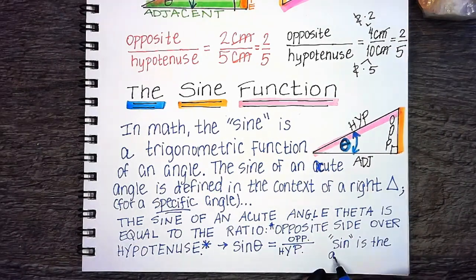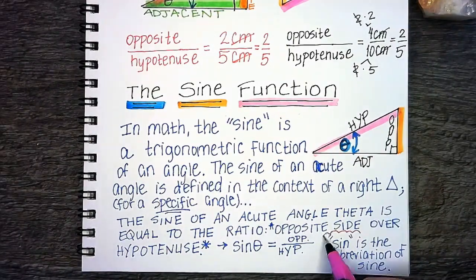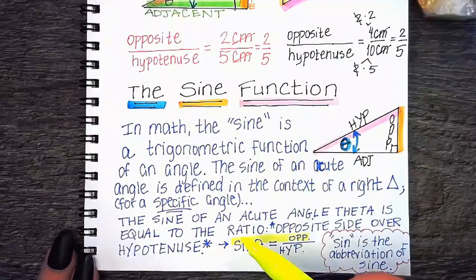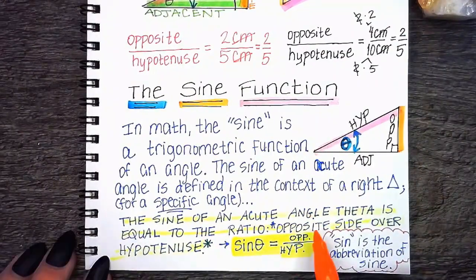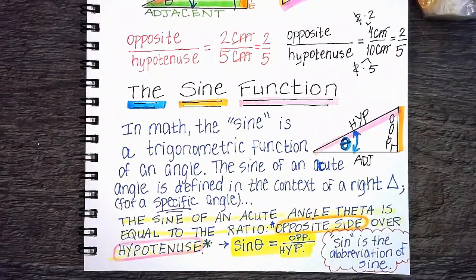SIN, which looks like the word sin, is the abbreviation of sine. I know we're only cutting off one letter. It's not a major abbreviation, but there are 5 other trig functions, so we abbreviate all of them down to just 3 letters, so it's not that strange once we learn every trig function.